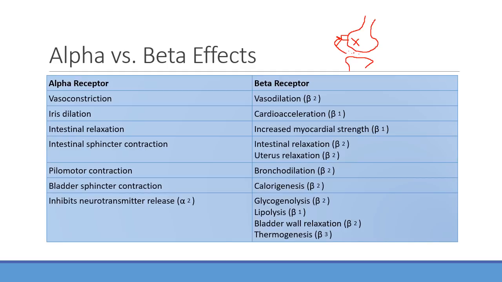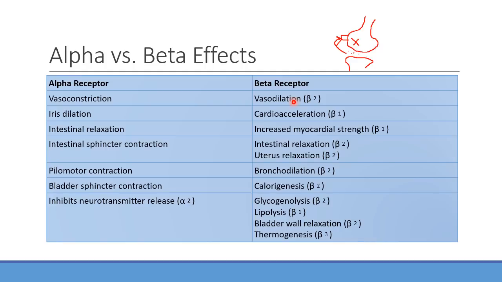And we said with beta 2 effects, especially on smooth muscle, you typically see relaxation or constriction. Typically relaxation, right? So again, you think beta 2 effects, you typically think relaxation. So you can see that here, right? So for instance, if you think of vasodilation, you're going to find that typically beta 2 effects are going to cause a little bit of vasodilation.